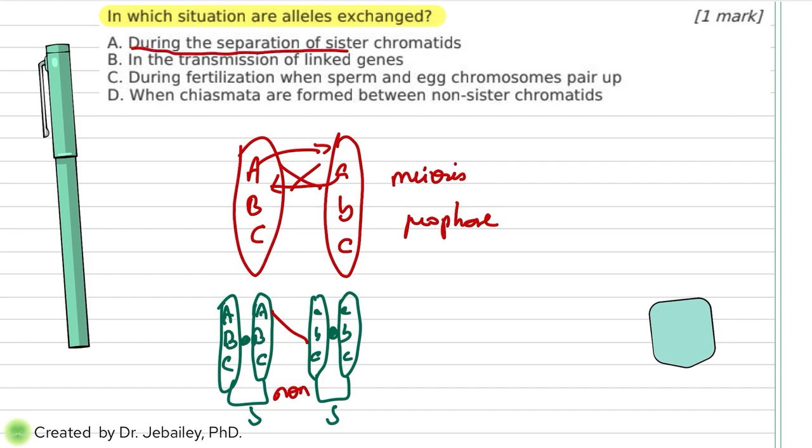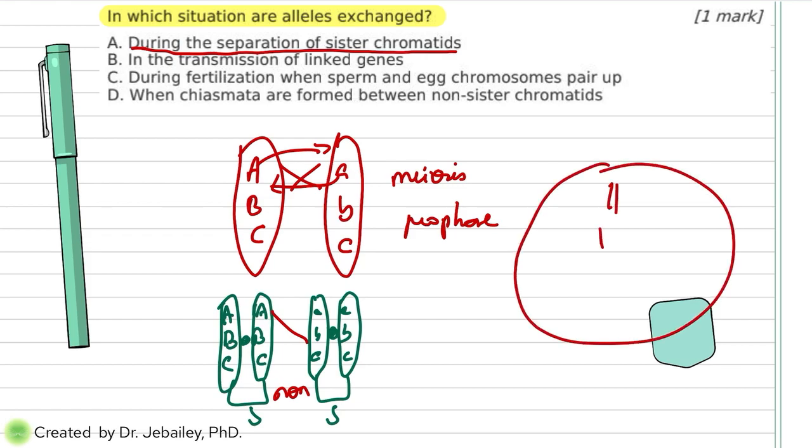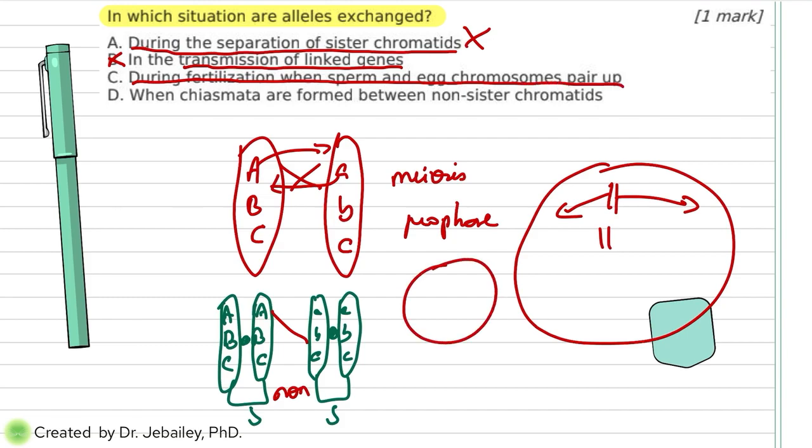During the separation of the sister chromatids, it would actually mean that the sisters are starting to pull to the opposite sides. That's not when the exchange is happening, so it's no. The transmission of linked genes means the two genes will go together to the next stage. So that's not exchange, that means they're going together, so no. During fertilization, when the sperm and egg chromosomes pair up, no. When they are pairing up, they still have to go through the process of becoming visible and then having to do the crossover, so not really.